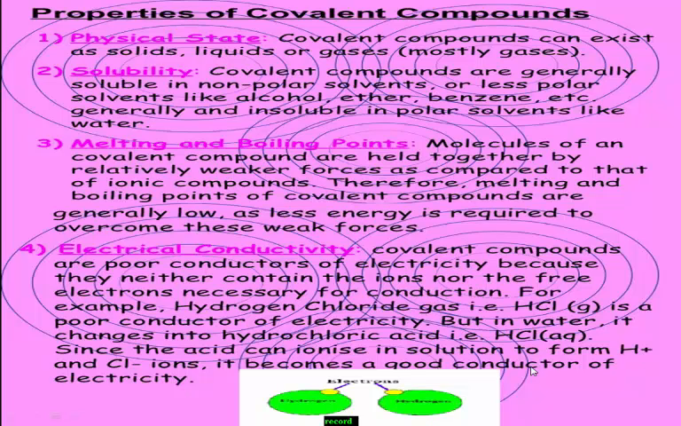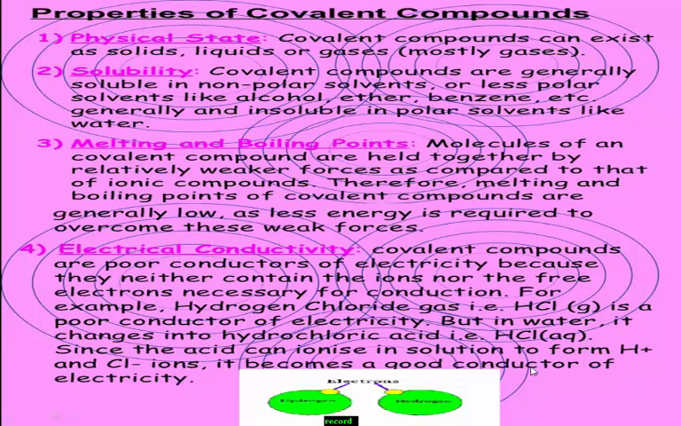Covalent compounds mainly contain molecules. Covalent compounds are soluble in organic solvents but not in polar solvents like water. These covalent compounds are bad conductors of electricity. These compounds have lower melting points than ionic compounds.